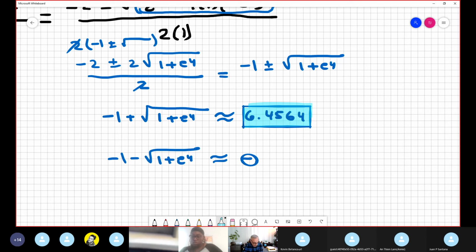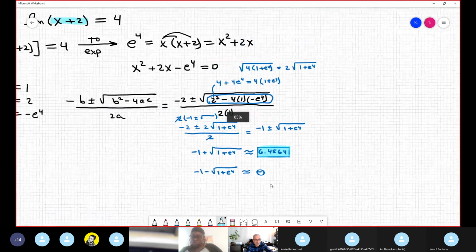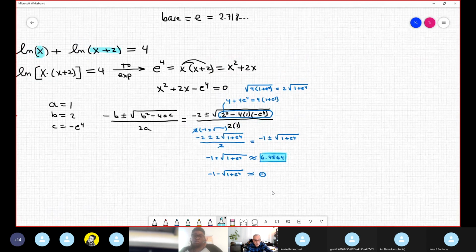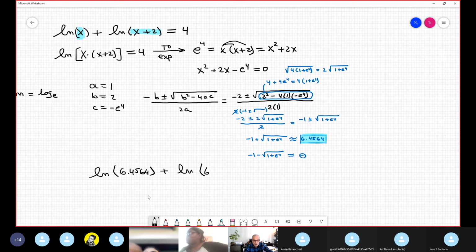Okay, the checking you are doing is like a homework. You are checking approximately. You plug this number into the original equation and verify it's true. Let's do it. Why not? I put it in a calculator. Logarithm of 6.4564 plus logarithm of 6.4564 plus 2 should be 4. Of course, this is because you truncate decimals. Therefore, the answer is not exact, but it's similar, no?